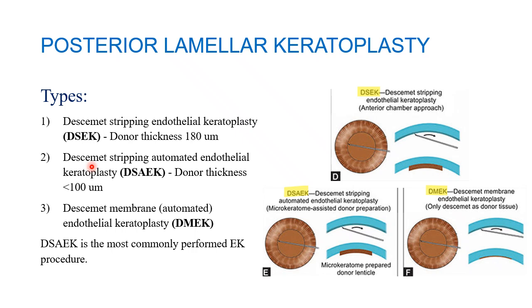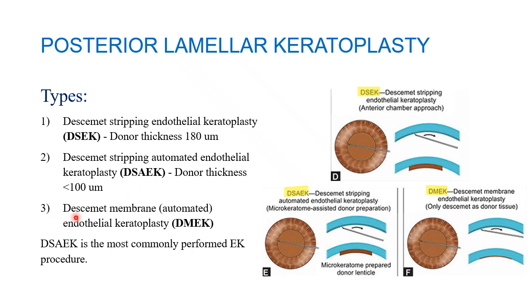Now, please remember that diagram of individual corneal layer thickness that I showed you. Please go back to the previous lecture and revise it so that things are easier to understand. Descemet stripping automated endothelial keratoplasty, where the donor thickness is less than 100 microns because an automated microkeratome is used here. So DSEK and DSAEK, the 1 and 2 are fundamentally the same thing, except a microkeratome being used in DSAEK to perform the donor harvesting.